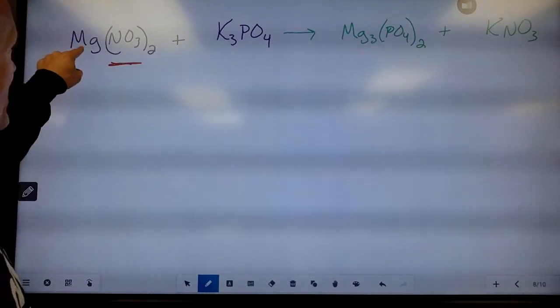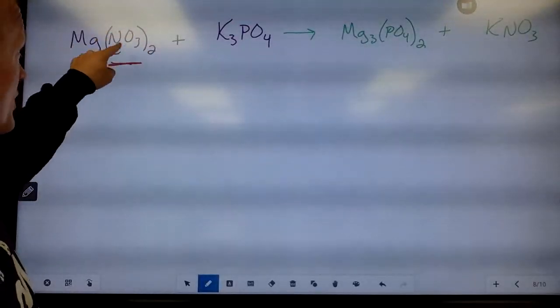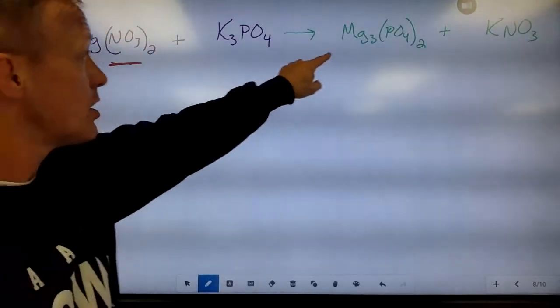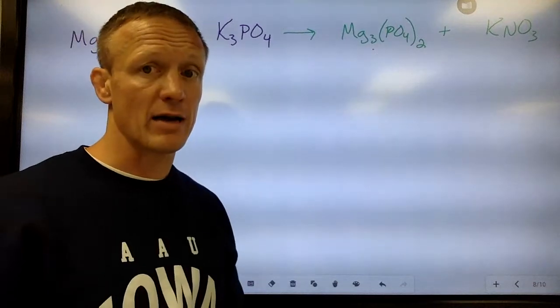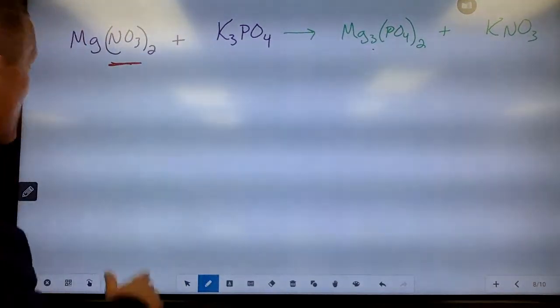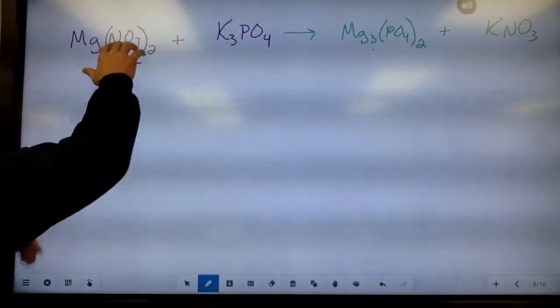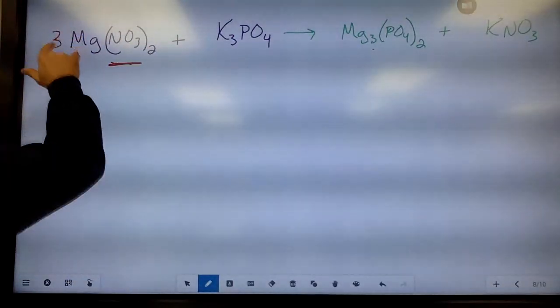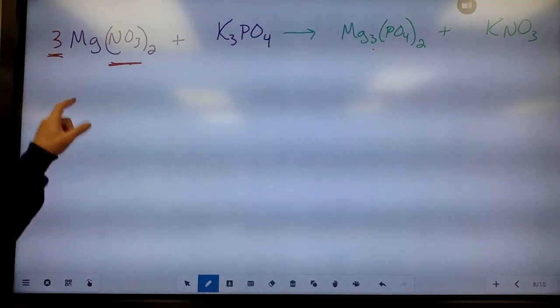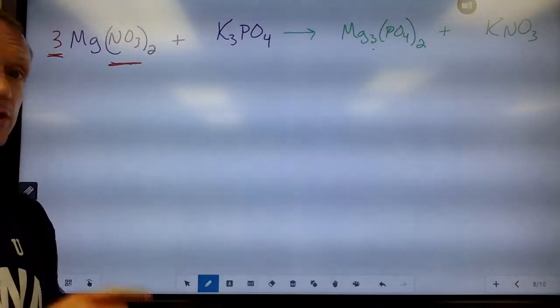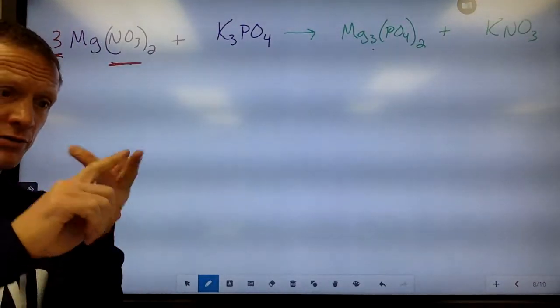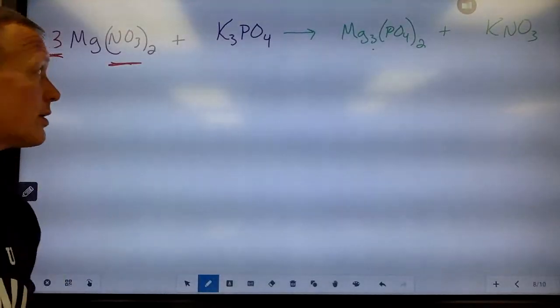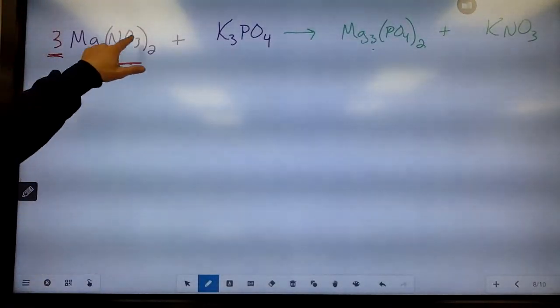You got 1 magnesium atom. Remember that 2 is just for the stuff in parentheses. You have 1 magnesium atom. And over here we've got 3 magnesium atoms. So I can't just throw a 3 in here. These get together based on their electrons. But I can put a 3 out in front of here, a coefficient, which means I now have 3 of those individual molecules, MgNO3, MgNO3, MgNO3.